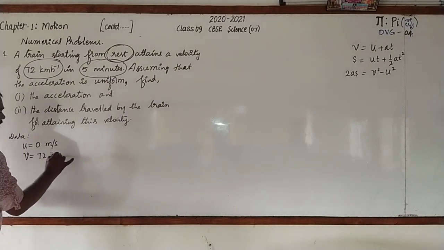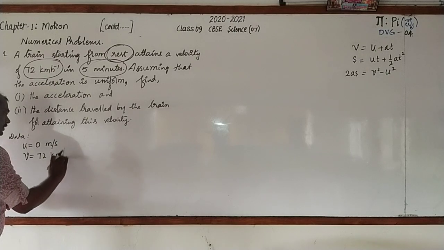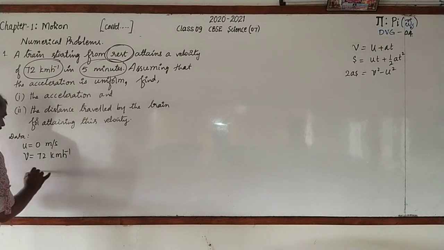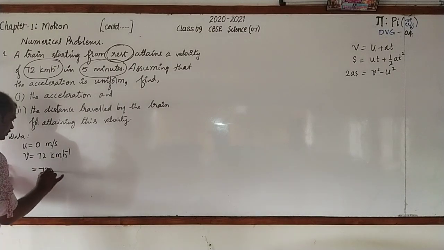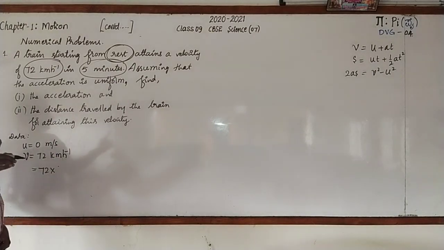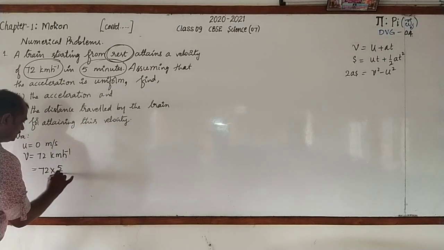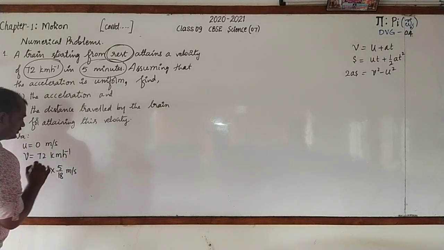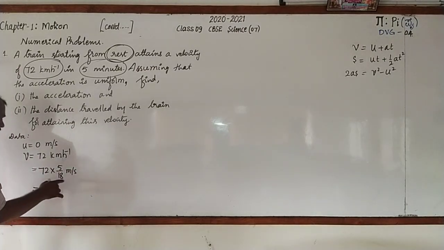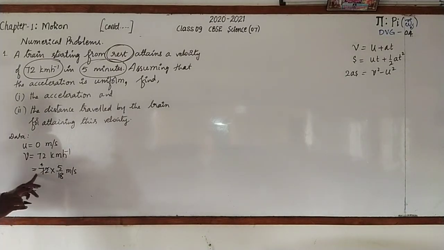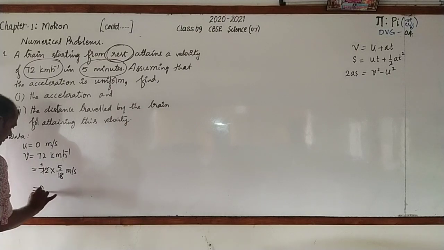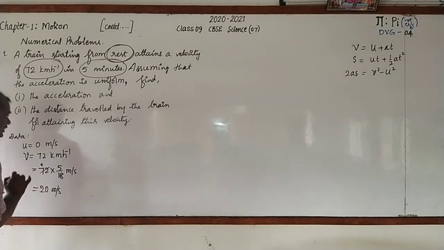72 kilometer per hour, we all know that it is not in SI unit. Hence, let us convert this into meter per second. 72 into 1 kilometer per hour is 5 by 18 meter per second. Okay, this is equal. You can go for cancelling. 1s are 4, it is 4 5s are 20 meter per second.